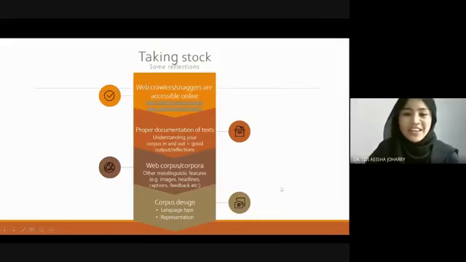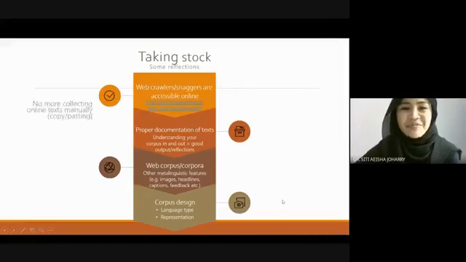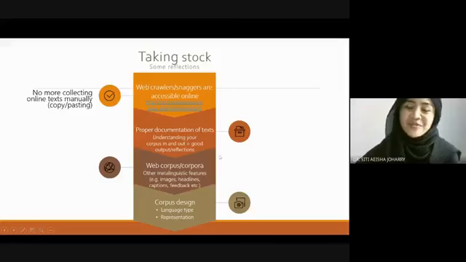So I'm about to end. Taking stock. Let me see the time. All right, perfect. Taking stock, or some reflections. Number 1 is that the web crawlers are there. Don't worry, no more collecting online text manually.